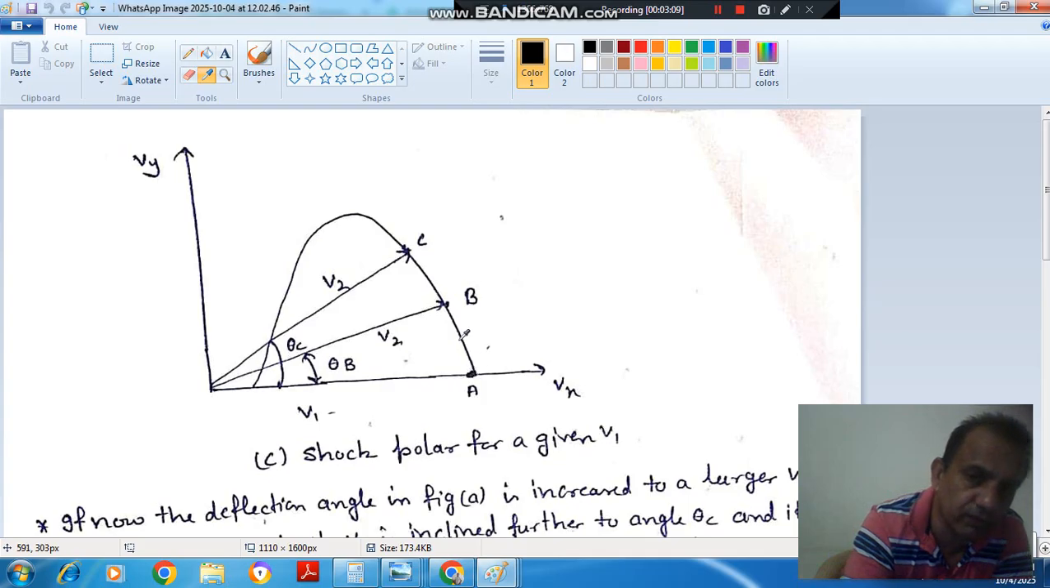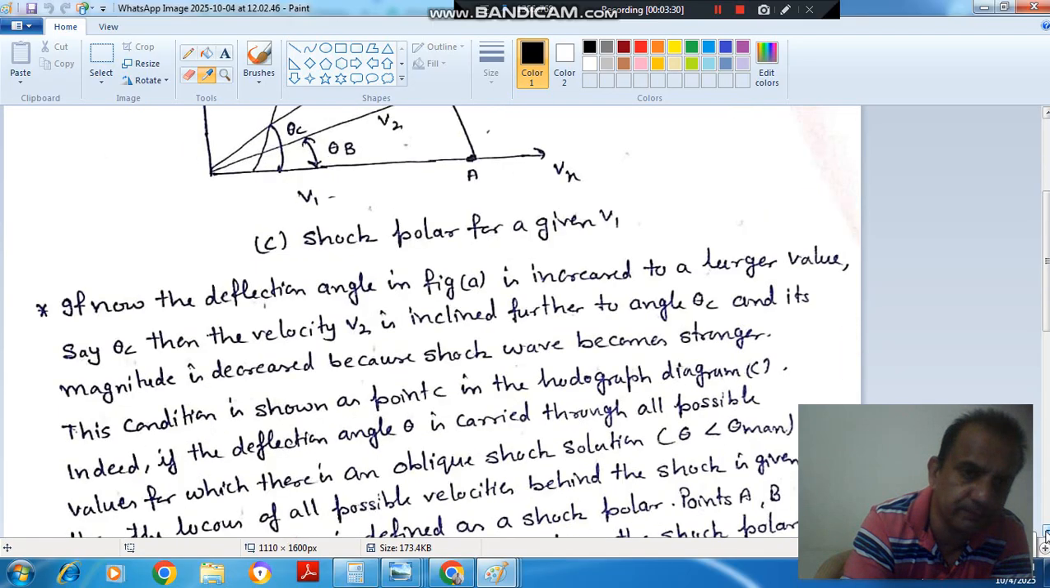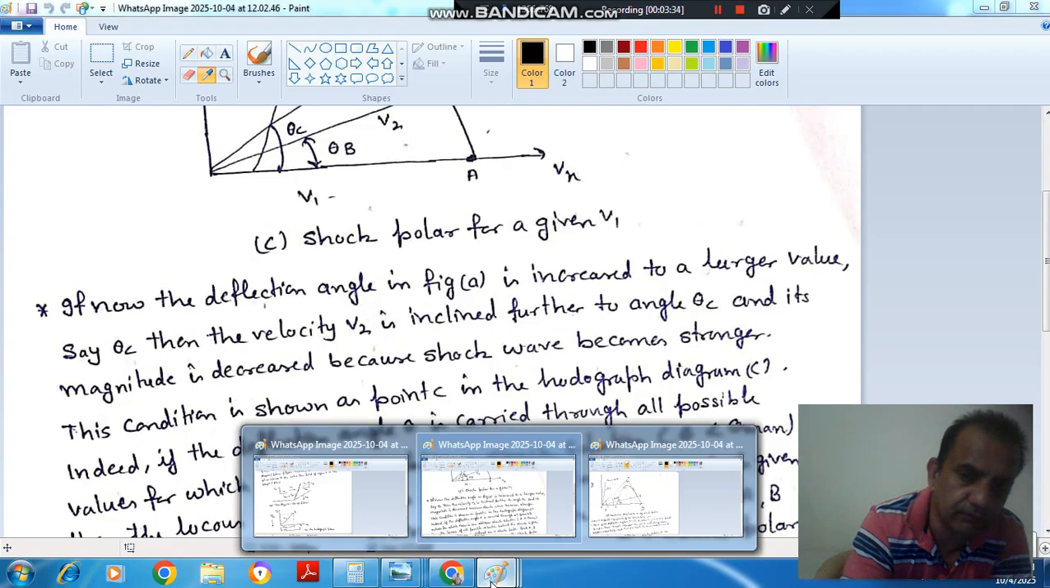Similarly, for different angles we can draw this curve, which is called shock polar. If we keep on changing the angle from theta b to theta c or theta c to theta d, we will get this curve. So this is called shock polar. Okay, so I will read the theory up to this point, starting with the first point.